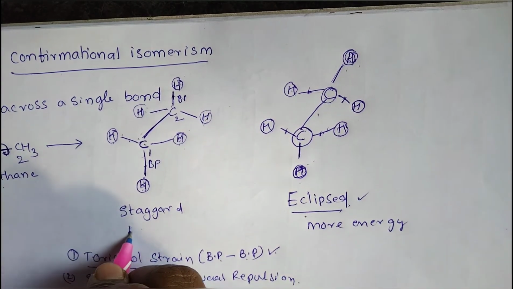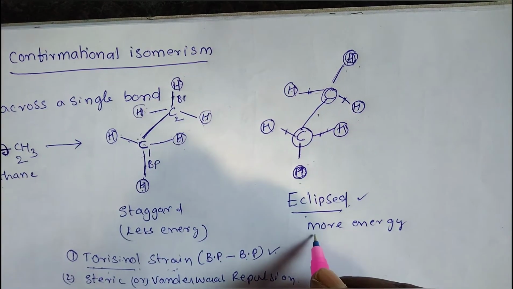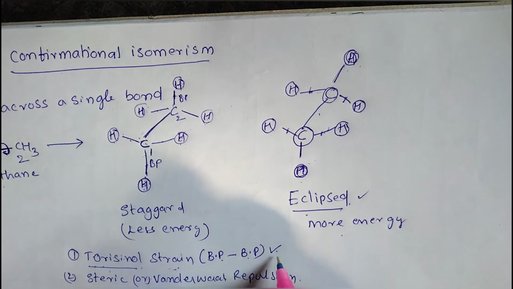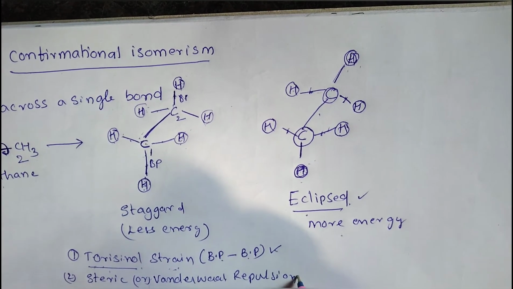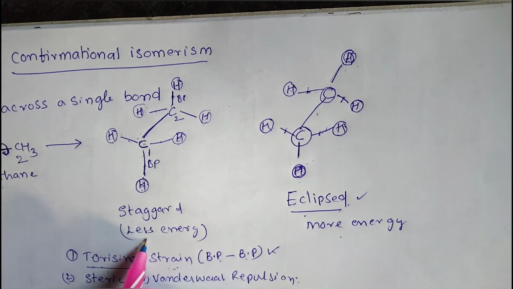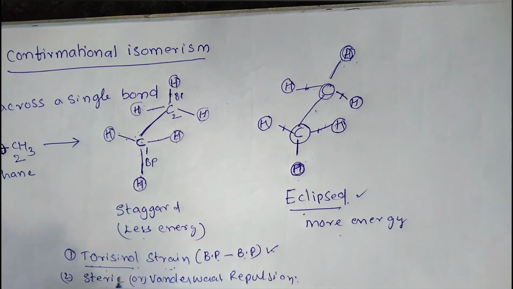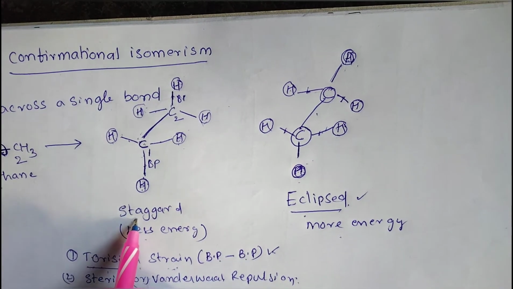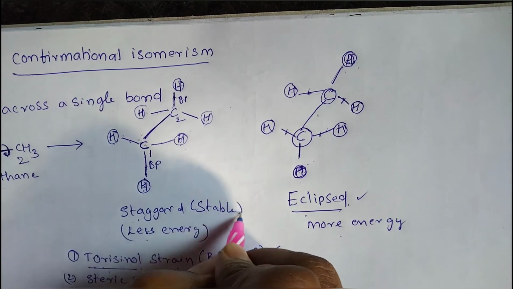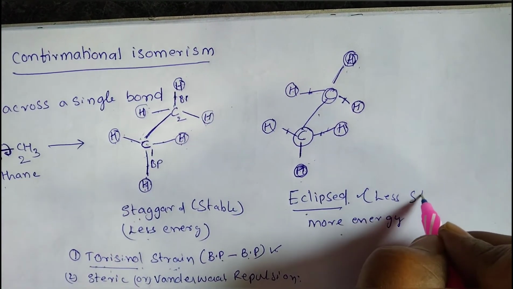Whereas staggered form has less energy. Why do they have more energy? Because of more repulsions, torsional repulsions and steric repulsion, whereas in staggered form repulsions are very less. So due to the arrangement of the atoms, the staggered form is more stable. So the staggered form is a stable form compared with the eclipsed form. So this is less stable.